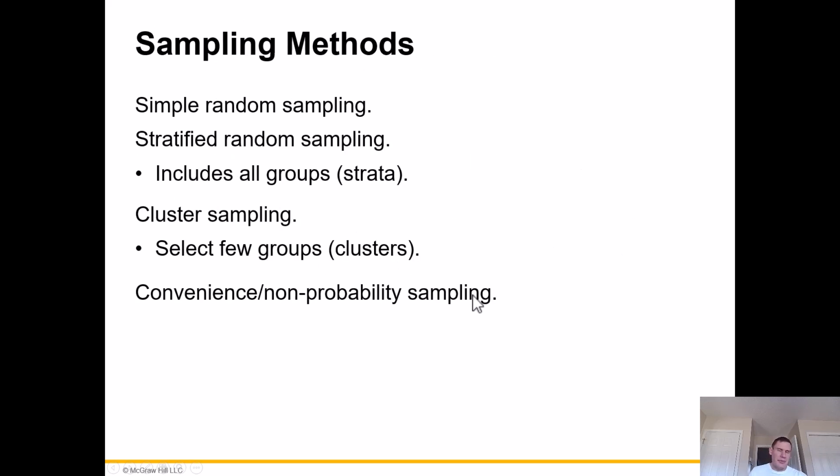So, sampling methods, there are a lot of different types. This list here is not exhaustive, but includes simple random sampling and stratified random sampling. So, think about groups or strata. Cluster sampling, where we might identify people or items by attributes and try to cluster them together just to make the data analysis a little easier to do. Or convenience, non-probability sampling.